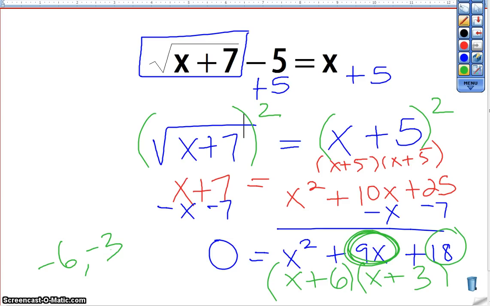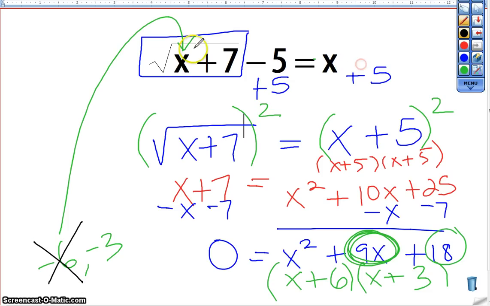And on some of your homework, it's going to say check for extraneous solutions. What does that mean? You have to put them back in to see if they're right. Put the negative 6 in. Negative 6 plus 7 is 1. Square root of 1 is 1. 1 minus 5 is negative 4. Remember, we put a negative 6 in. Does negative 4 equal negative 6? This guy is going to be wrong.